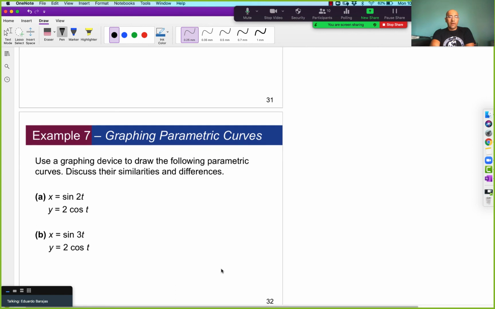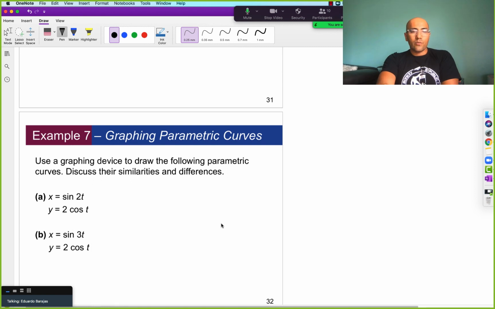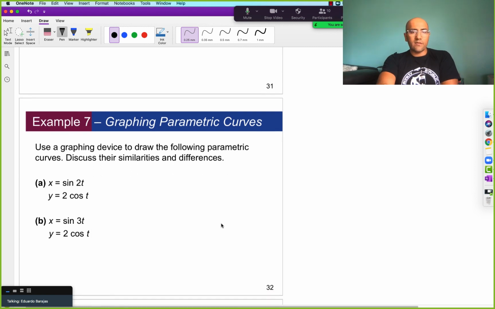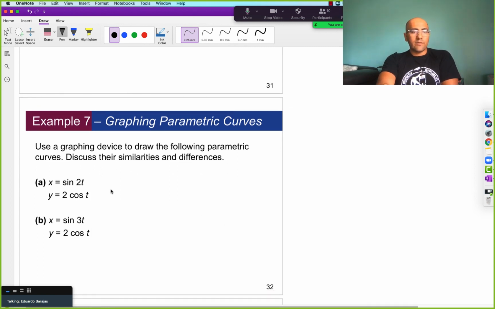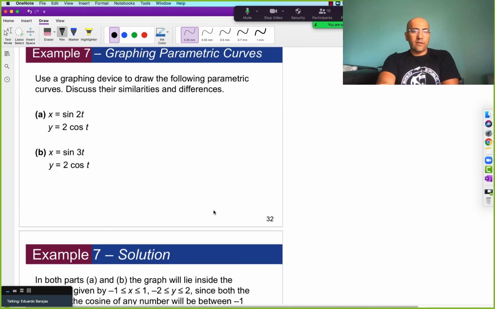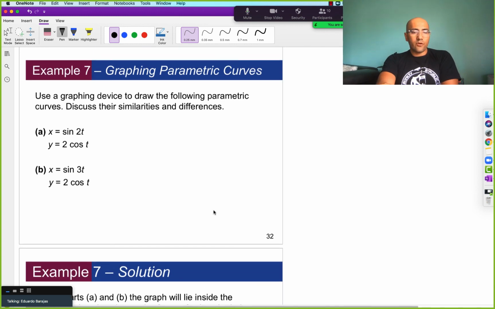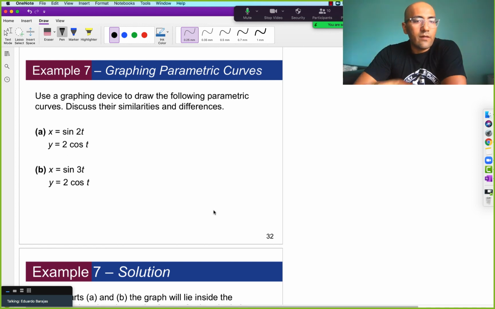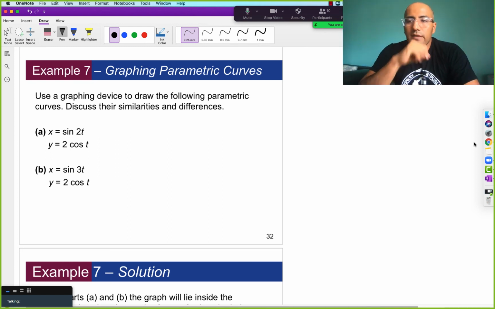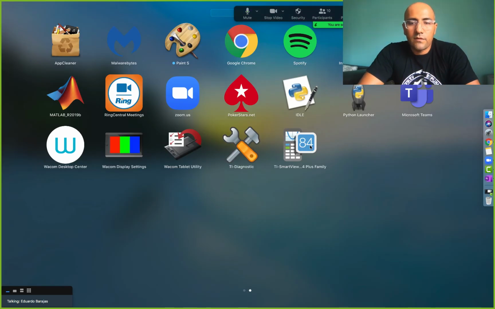Okay, and then graphing, like I said, these are really hard to do by hand, so right away we really want to depend on some of our technology to graph some of these things. So let's graph one of them in Desmos first, and then we'll use our calculators to graph these. Use a graphing device to draw the following parametric curves, and discuss the similarities and differences between the two. Okay, so let's look at... well, actually, I don't know. Yeah, let's just go to our calculator.